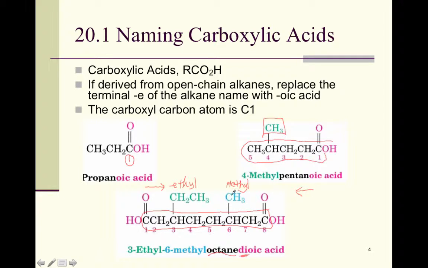How we break a tie when they're of equal priority is through alphabetizing. E comes before M. So the direction that we're going to be using to number this carboxylic acid is from left to right. Because remember, once we choose a direction, you have to maintain the direction for the rest of the molecule. 3-ethyl 6-methyl octane dioic acid.